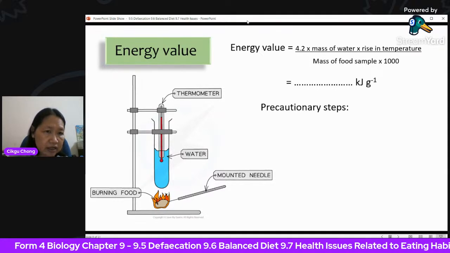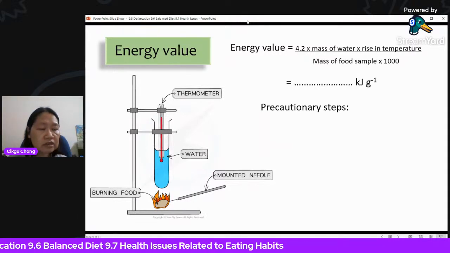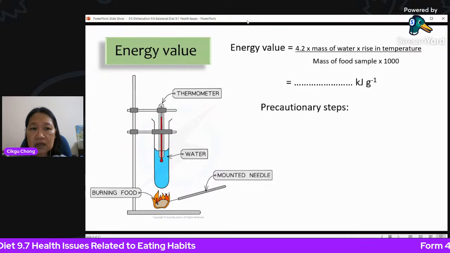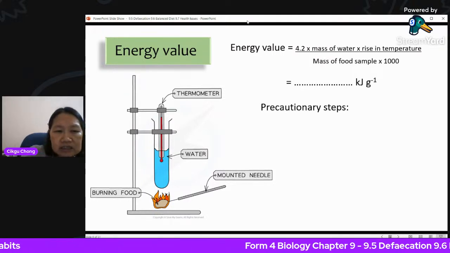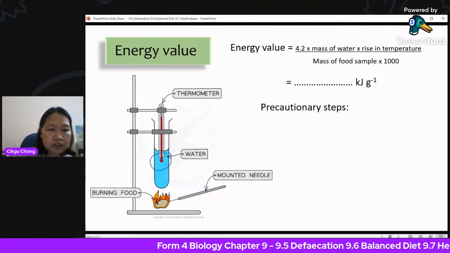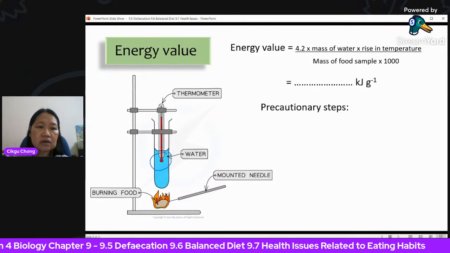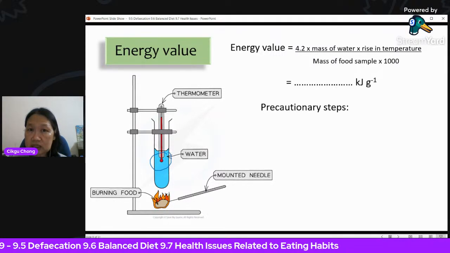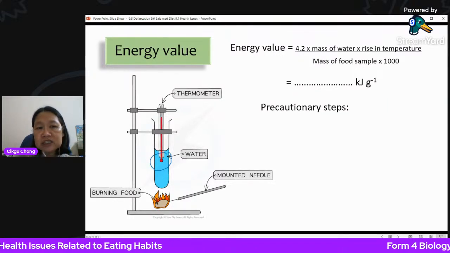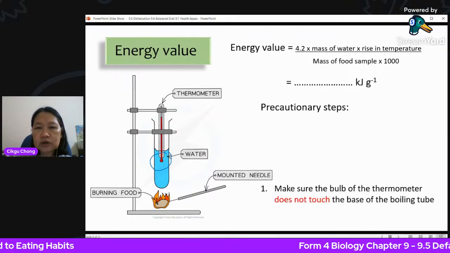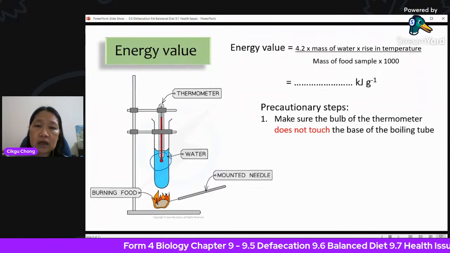You will see here that they have clamped the thermometer. So you try not to have the bulb of the thermometer touch the base of the boiling tube, because it's not so accurate. When this bulb touches the base of the boiling tube, you're not actually measuring the temperature of the water, you're measuring the temperature of the boiling tube. So you try to suspend it in the water. Make sure the bulb of the thermometer does not touch the base of the boiling tube. This is one precautionary step.